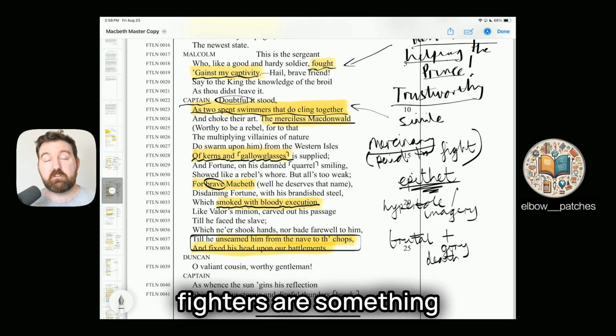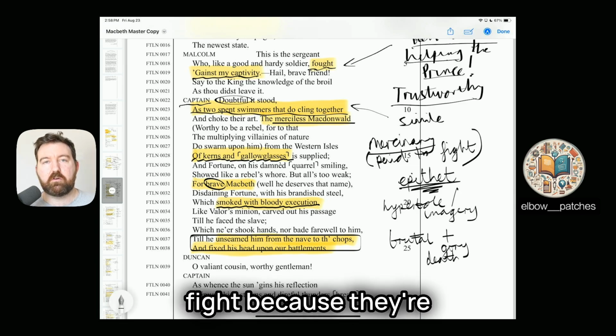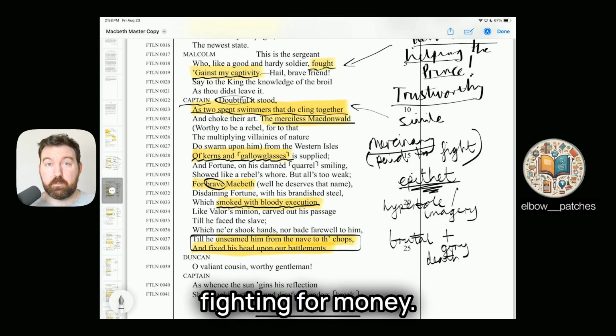And mercenary fighters are something that technically still exists today. They're people that fight because they're being paid to fight. They're not fighting for their king, they're not fighting for their country, they're not fighting for a cause, they're literally just fighting for money, okay?